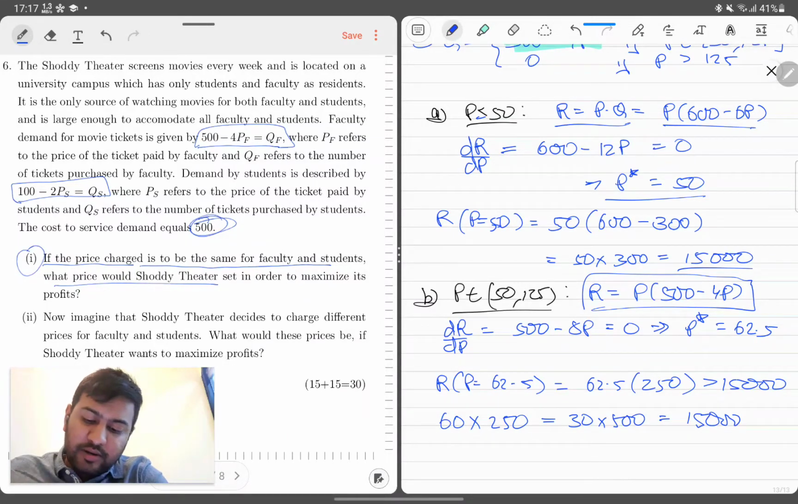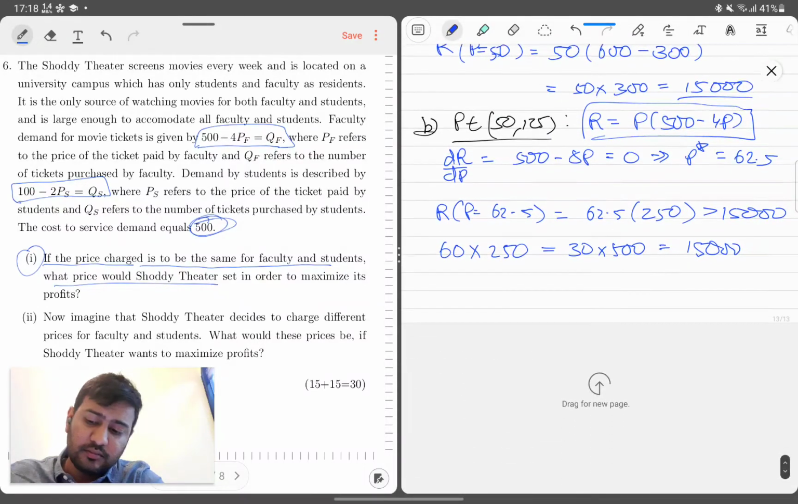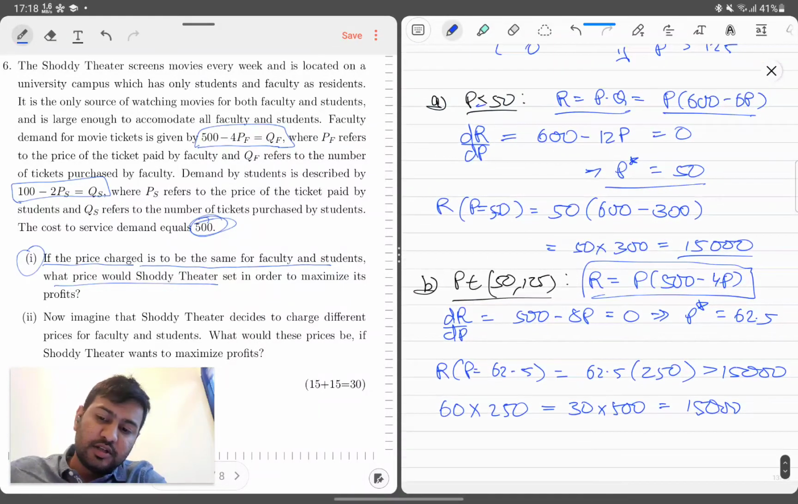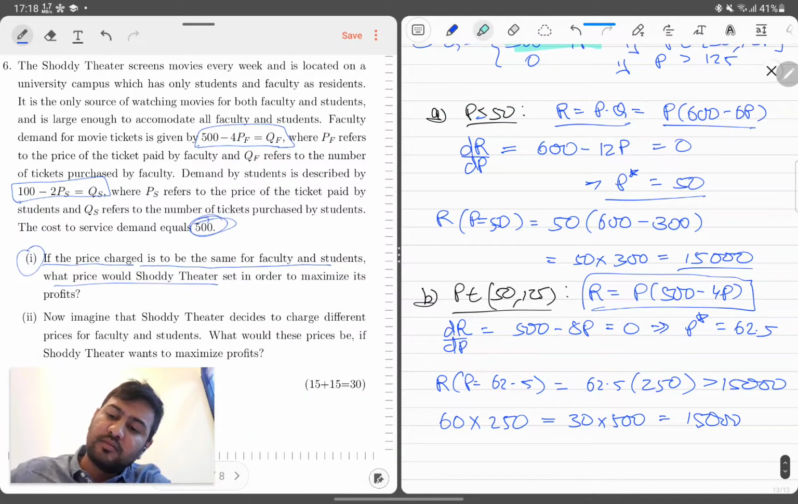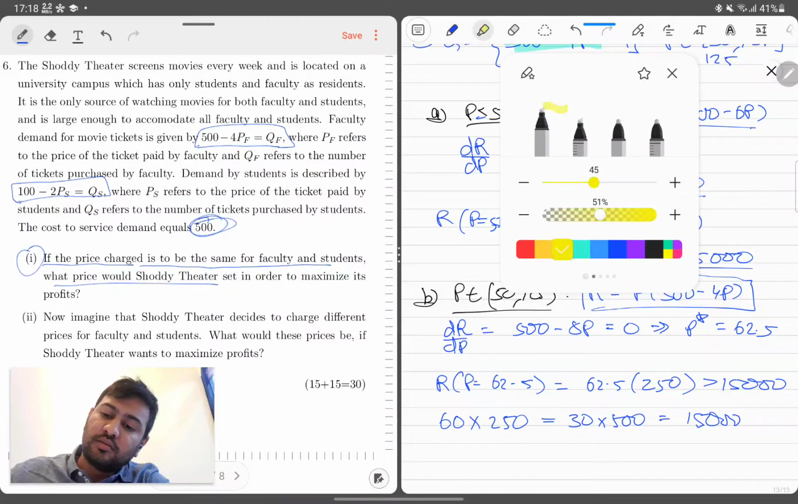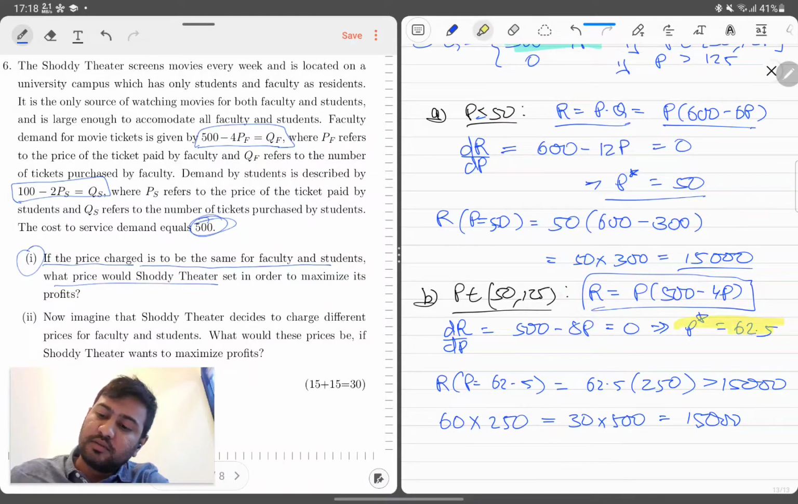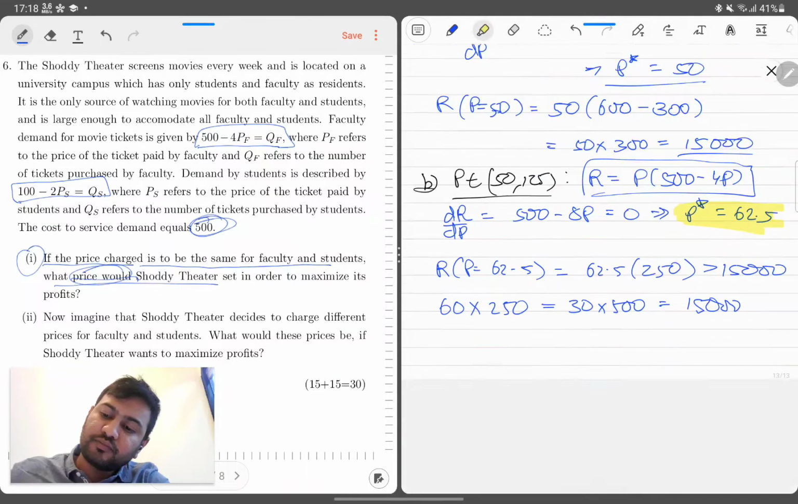But the point being that it is giving you higher profits to sell only to the high paying customers. In this case it is the faculty members. Okay, so the better strategy is this one. This is the better strategy for me, to sell to only the faculty members. So p star equals 62.5. Okay, so what price? 62.5.